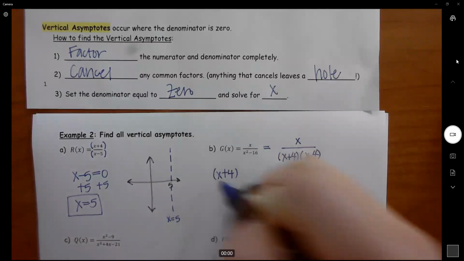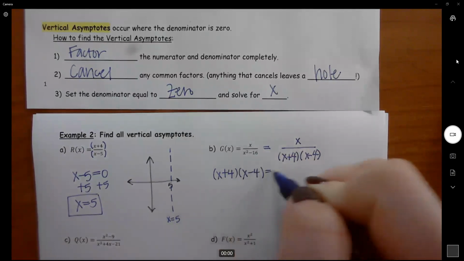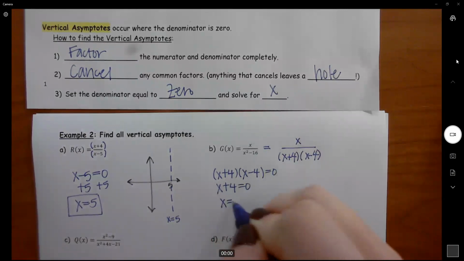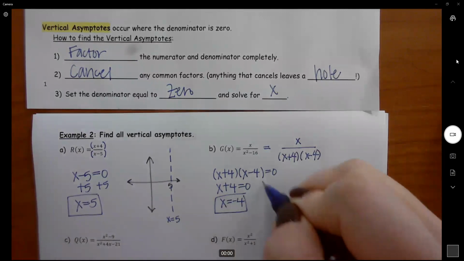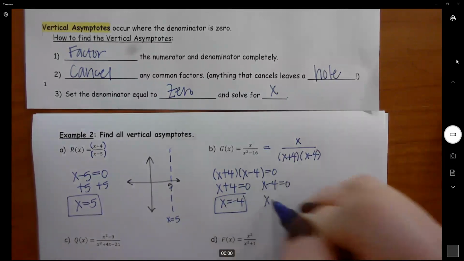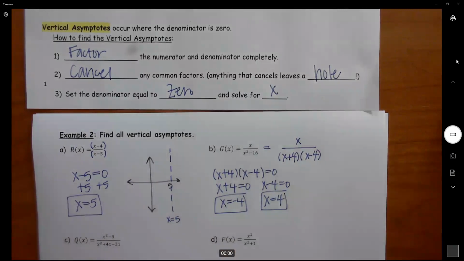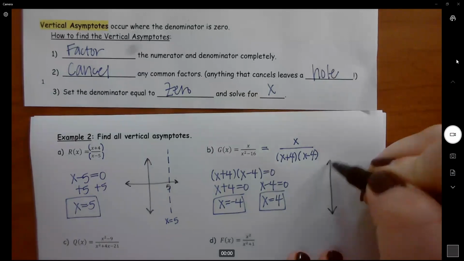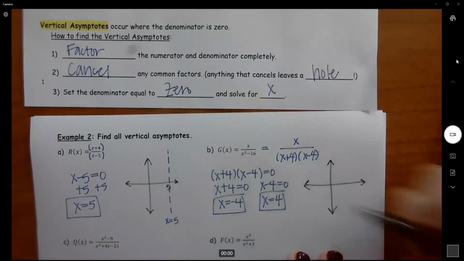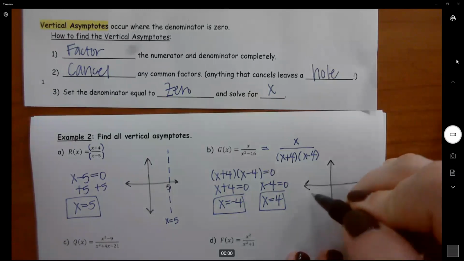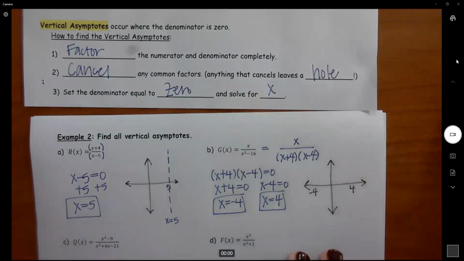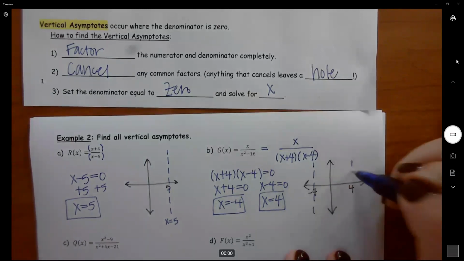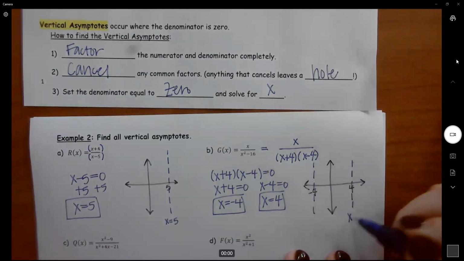So when I set this equal to 0, we'll do x plus 4 equals 0. Subtract your 4 to get x equals negative 4. And then x minus 4 equals 0, and you'll get x equals 4. So this one doesn't have one vertical asymptote, it has 2. If we were to graph that, we would come over here to negative 4 and 4, and we would have 2 asymptotes going through both of those values.